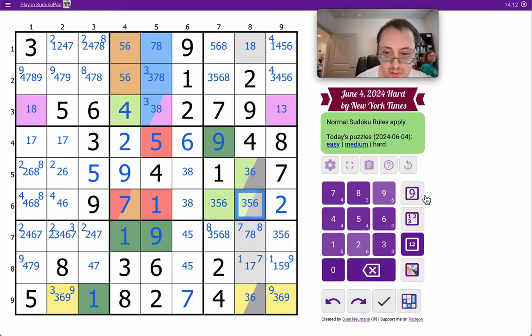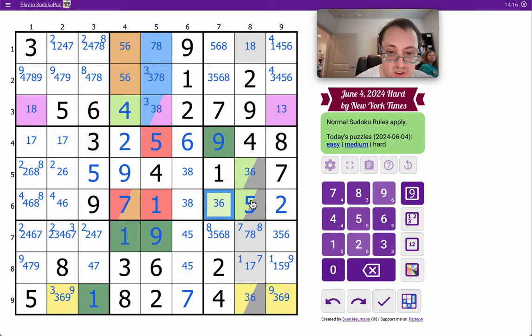Oh, 3, 6. Well, that's a 5. Which does absolutely nothing else. Let's see. 4 is here, and that doesn't tell me anything. Where does 7 go in row 1? That could be 7. Oofta. Okay.